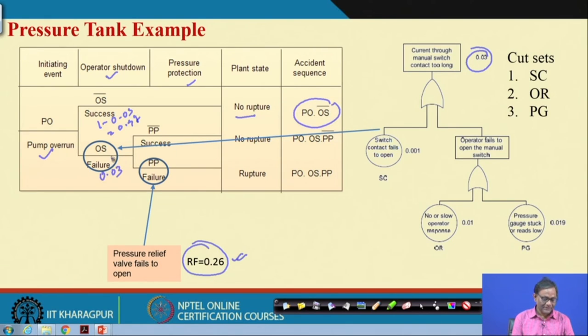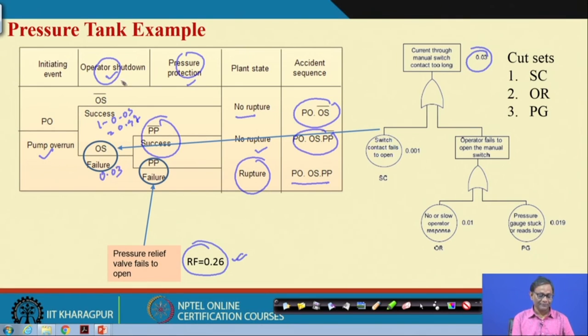The second one is that operator shutdown fails but pressure protection is successful. This is the no rupture case, scenario 2. And the third one is that operator shutdown failed and pressure protection also failed, then rupture will take place. This is the third scenario. Now, as we have discussed earlier, in the same manner you just find out the fault tree for this.